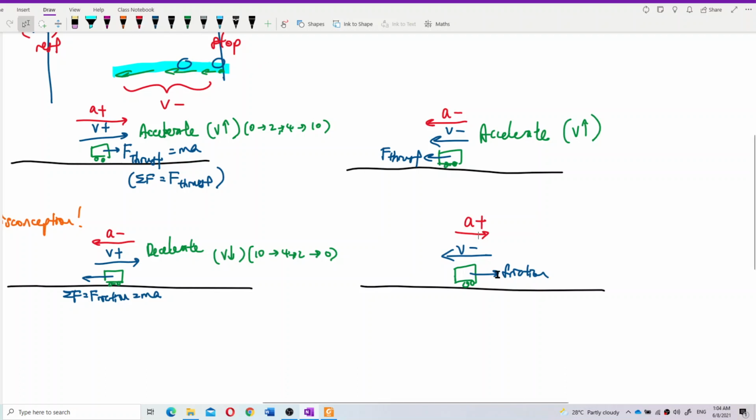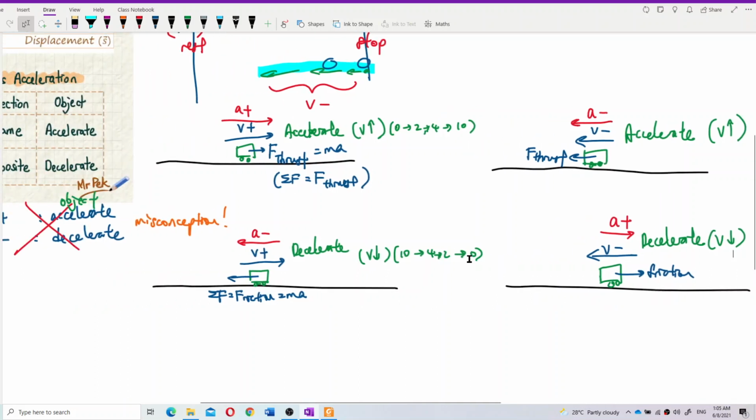So the object is moving to the left, so the velocity is to the left, and acceleration is to the right. Yeah, opposite directions. Will this car accelerate or decelerate? The car is moving to the left, but because of friction, it will slow down. It will decelerate. The velocity will decrease. It will slow down until it stops. Do you see why it decelerates? Because the velocity and acceleration are in opposite directions.